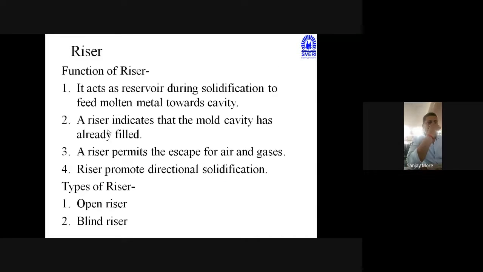So write down the function of riser. It acts as a reservoir during solidification to feed molten metal towards the cavity.